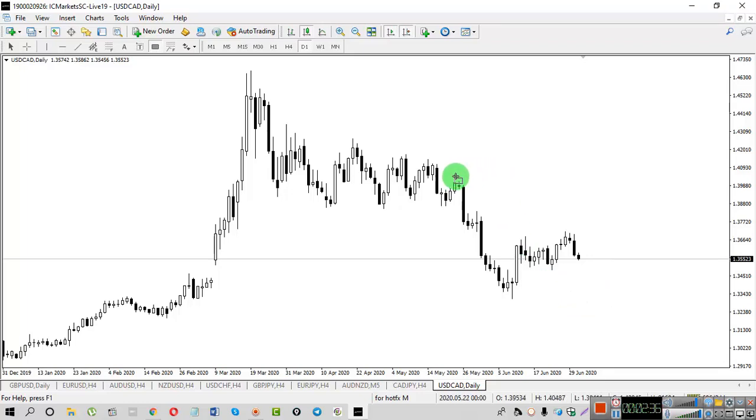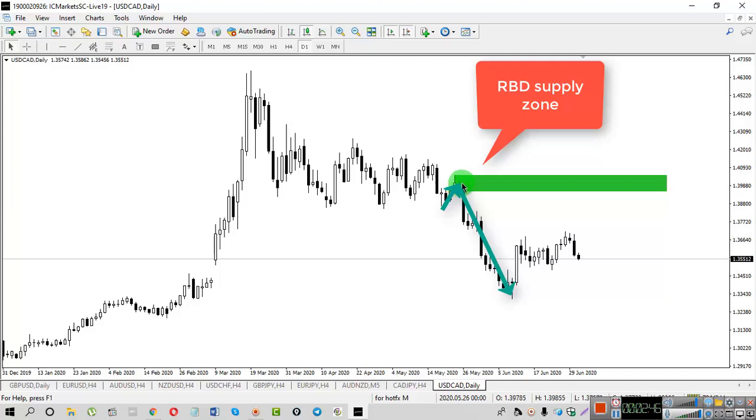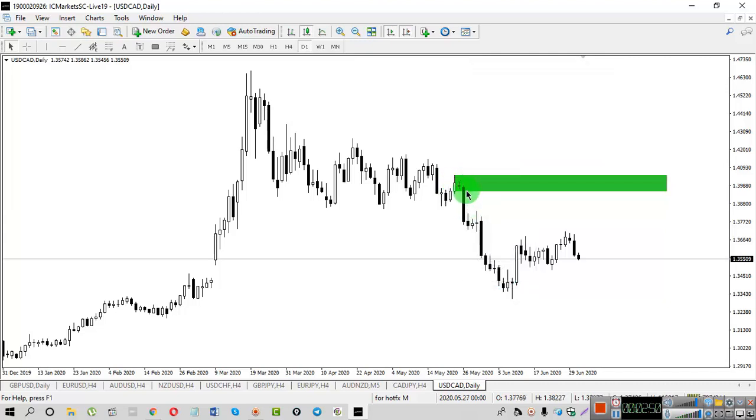If we see, we have a fresh supply zone here. We have a nice upside move, then we have base and explosive downside move. The great price imbalance here, we have explosive downside move, so we have a fresh supply zone here.